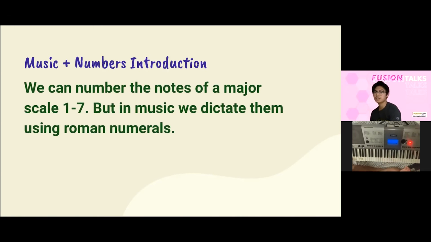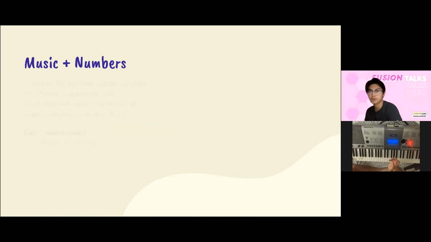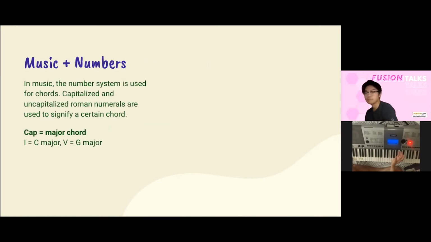So we can number the notes of a major scale 1 through 7. But in music, we dictate them using Roman numerals. So in music, the number system is used for chords. Capitalized and uncapitalized Roman numerals are used to signify a certain chord. So take, for example, the key of C again. We would number them 1, 2, 3, 4, 5, 6, 7, and we would go back to 1, right?